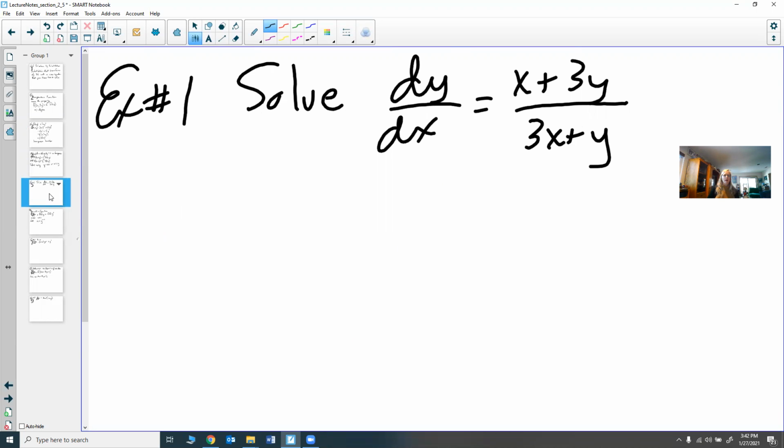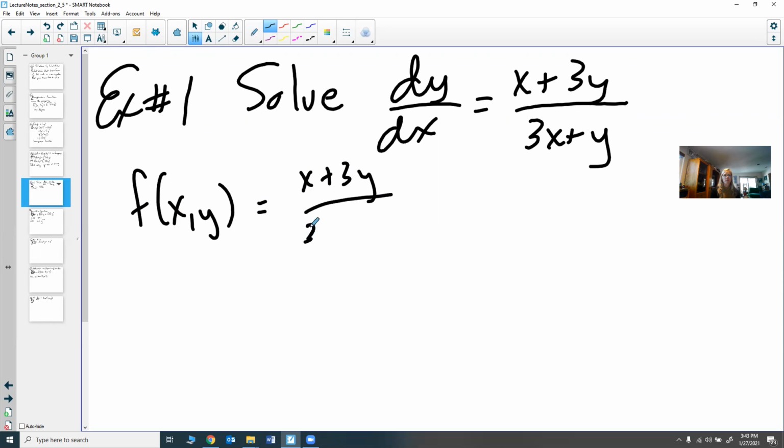So let's take an example. Let's solve the differential equation dy dx is equal to x plus 3y over 3x plus y. The very first thing we need to do is prove that it is in fact a homogeneous function, because if it's not, you can't do this method. So let's first look at our function. Our function f of xy is x plus 3y over 3x plus y.